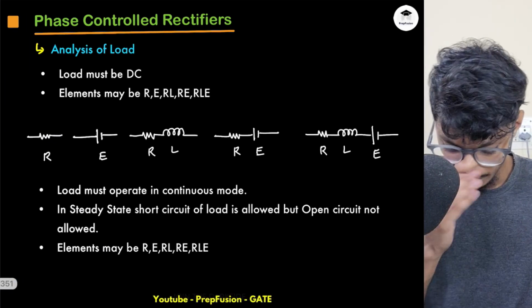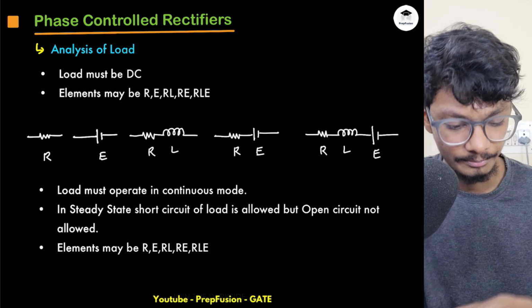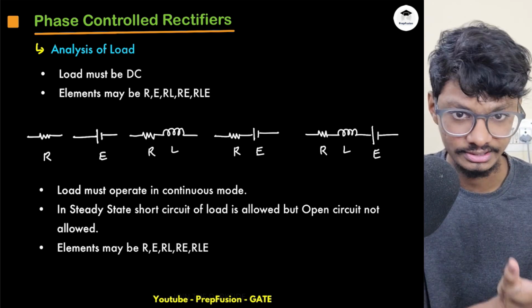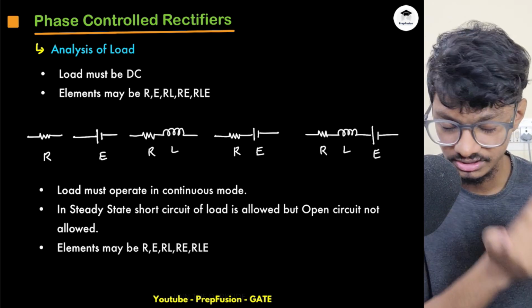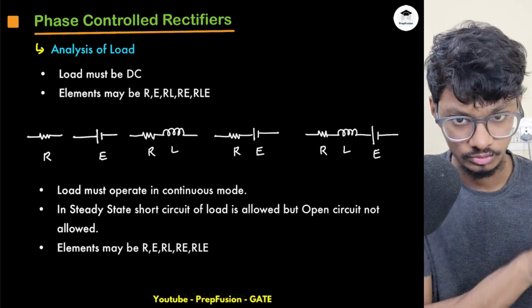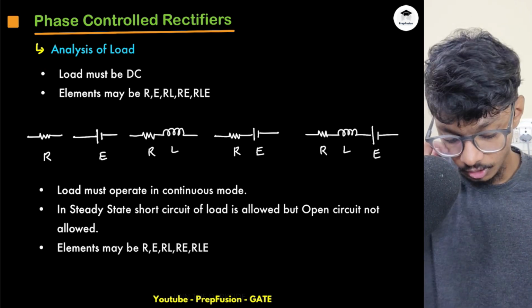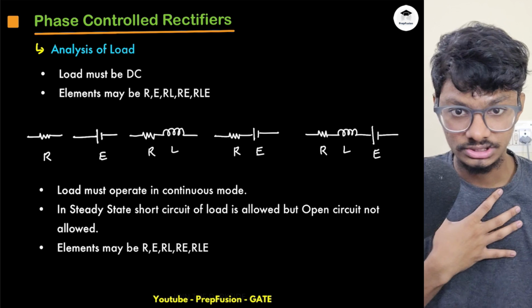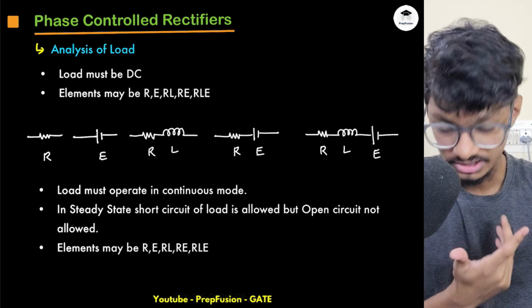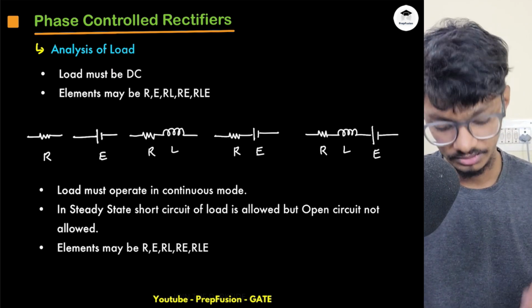Okay, now let's go to the third section, that is analysis of load. We won't mainly focus on filters. I will explain a bit about filters also, I'll do the analysis, but questions will not come from filters. Questions will come from the supply side, the converter side, and the load side. These three sections. On the load side, load must be DC, because we want DC. Obviously I'm converting from AC to DC, so load must be DC.